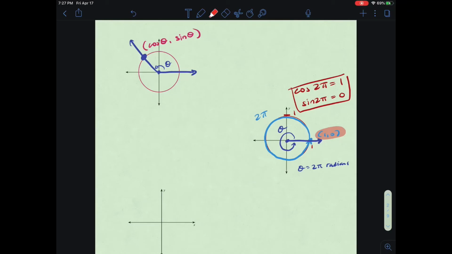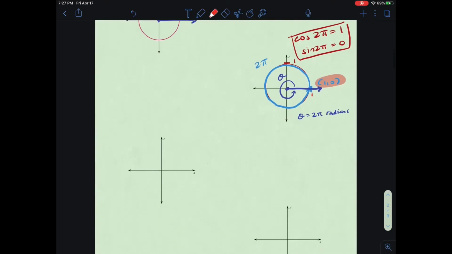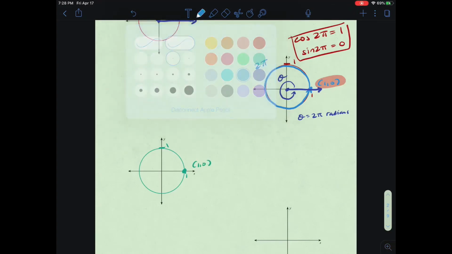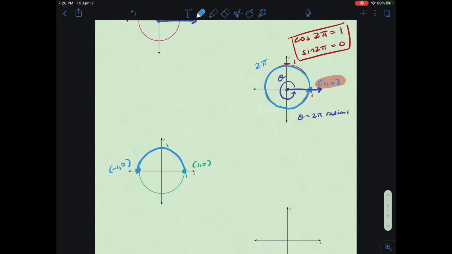Let's look at another example. So let's draw another unit circle. Again, we're going to be starting at the point (1, 0). Now imagine this time you only move halfway around the circle. So if I start at (1, 0) and I move halfway around the circle, I will stop right here, right? The point that I will stop at is (-1, 0).